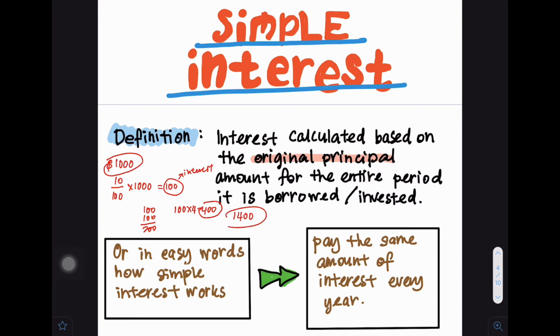So dalam kes ni, kita panggil simple interest. Maksudnya bank tu dia kenakan simple interest ke atas Alex. Okey, maksudnya kadar interest tu adalah sama setiap tahun sepanjang tempoh pinjaman ataupun pelaburan. Okay, so in easy words, how simple interest works: pay the same amount of interest every year. Okay, so setiap tahun Alex bayar nilai interest yang sama. Okay, so that one is the definition of simple interest.